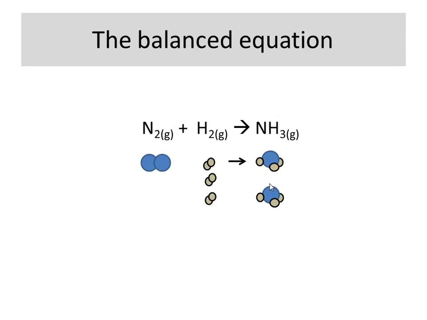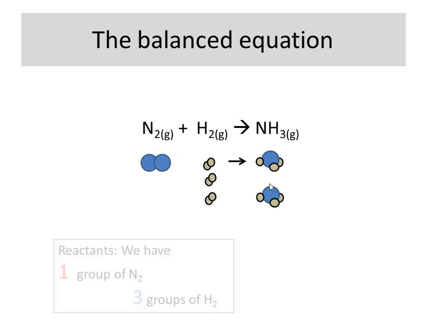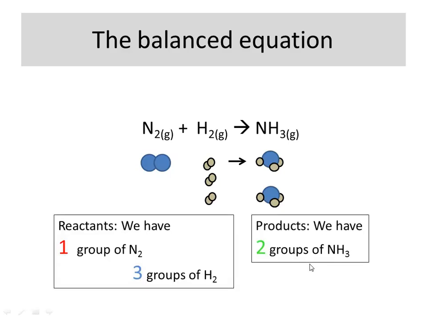So the balanced equation overall: I have 1 group of N2, 3 groups of H2. So I have, in my products, 2 groups of NH3. So a balanced chemical equation, look up here, everybody eyes on the board. Okay? I have 1 group of N2.